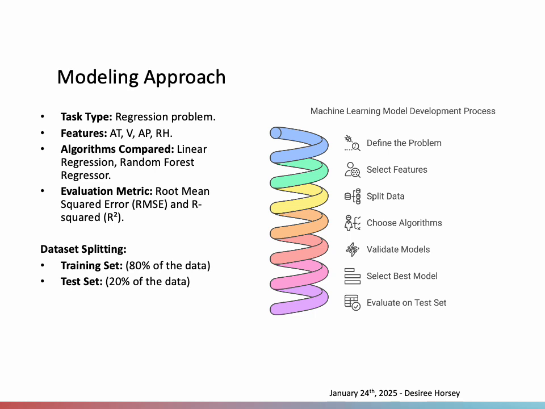In step 6, you select the best model. So I compared validation results and selected the model with the best performance. In my case, the random forest regression was chosen due to its lower RMSE value. And seventh and lastly is to evaluate on the test set. So the test set for this model that was held out was used to calculate final performance metrics, the root mean squared error and the R squared.